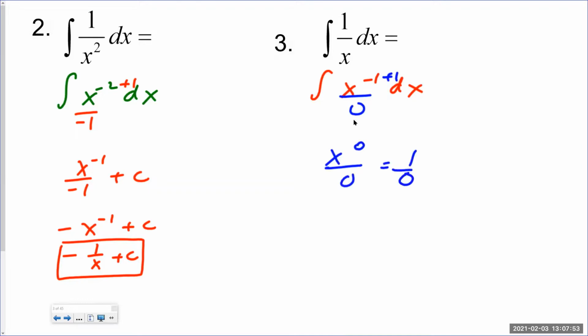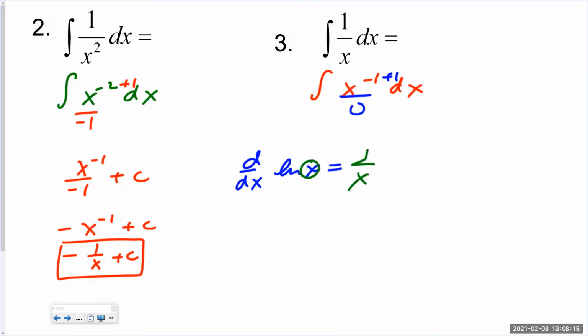Is it possible that this answer is undefined? Let's think about it. What is 1 over x, the integral of 1 over x? Guys, remember a few weeks ago, we learned the derivative of ln of x is what? Isn't it u prime over u? And isn't this my u right here? So what's the derivative of x over x?